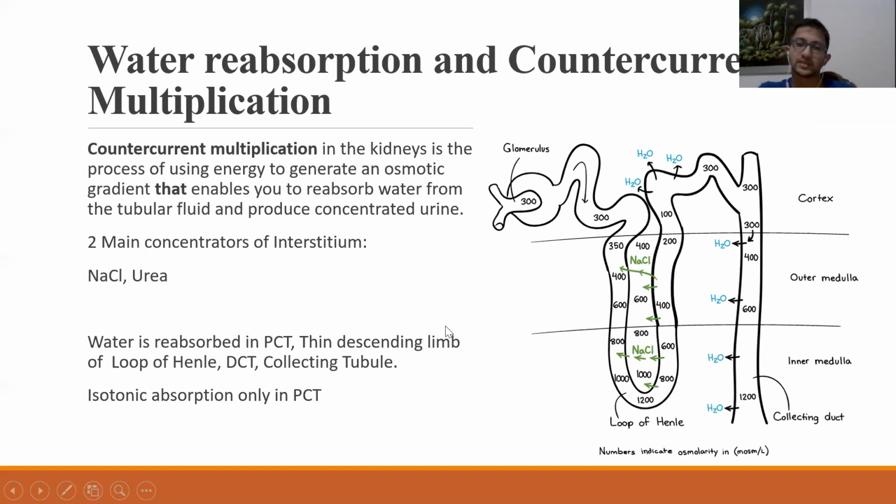So one concept over here that's really, really important and helps in reabsorbing water is the countercurrent multiplication. It's basically the fact that the kidney uses energy to generate an osmotic gradient that allows you to reabsorb the water. There are two major concentrators of the interstitium, and that is sodium chloride and urea.